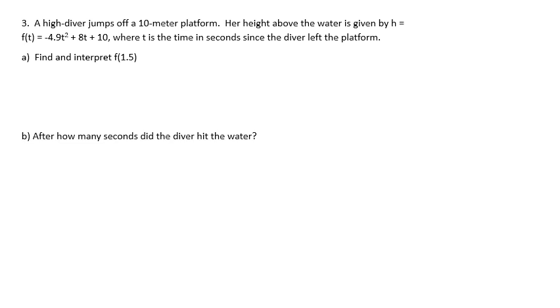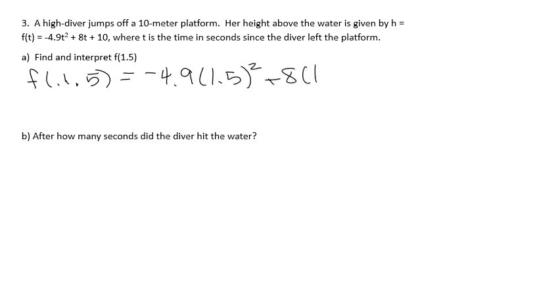We also want to do application problems of the quadratic form functions, and so here we have somebody diving off a platform. The height above the water is given by a function there. T is time in seconds since the diver left the platform. I need to find and interpret f of 1.5, so I'm just going to substitute 1.5 in place of t. f of 1.5 equals negative 4.9 times 1.5 squared plus 8 times 1.5 plus 10. I'm going to use my calculator to evaluate that.